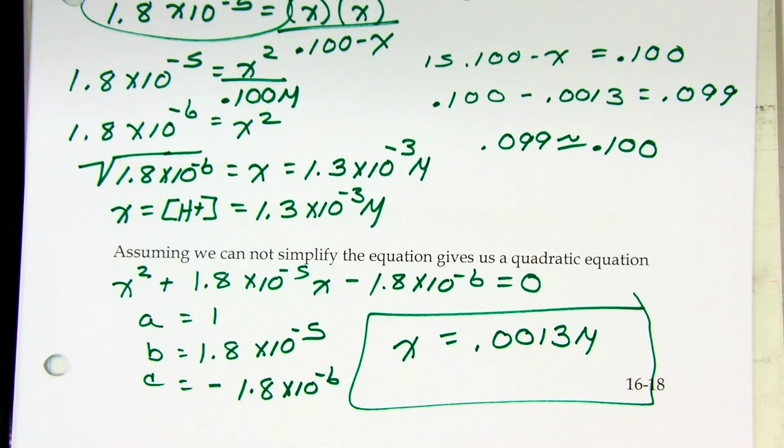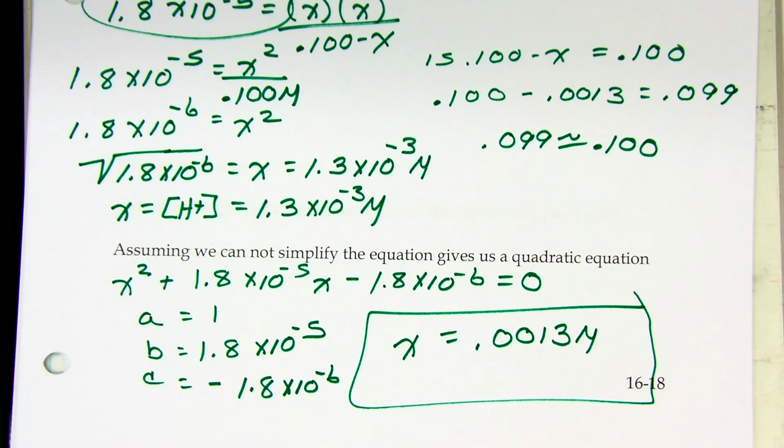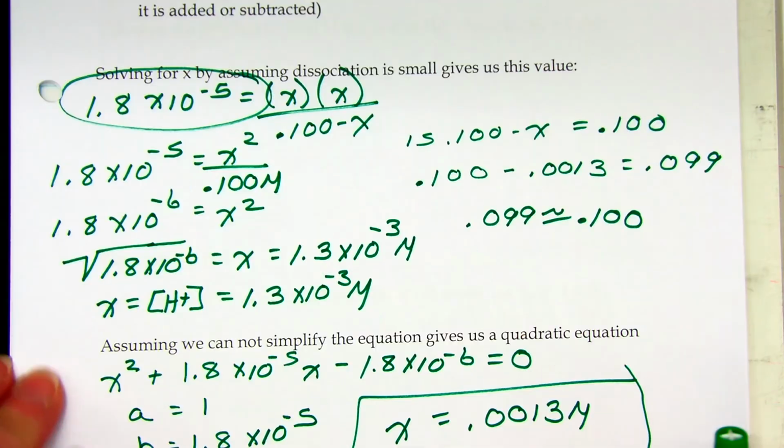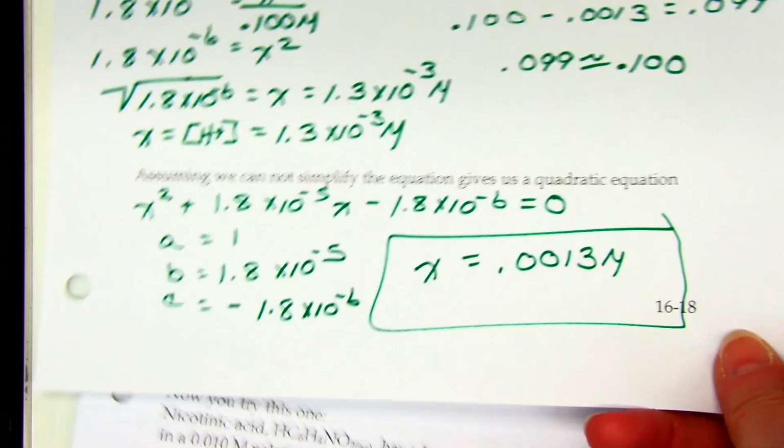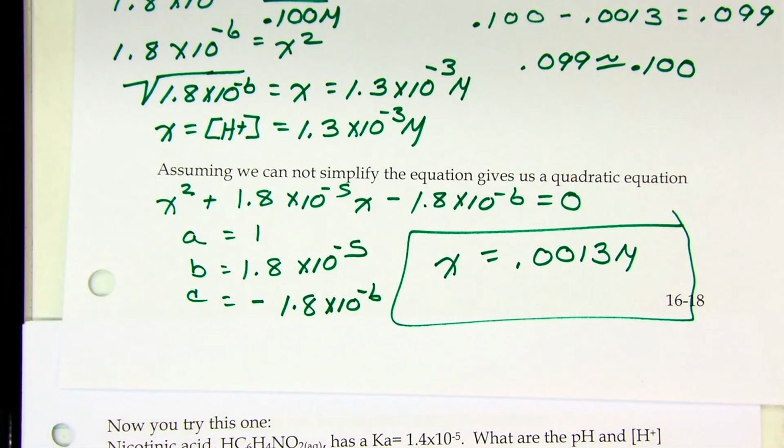So in most cases, when your K value is 1 point something times 10 to the negative fifth or smaller, you can get away with this. And so I usually do. Okay, there's one for you to try on the next page. So go ahead, do this one now, nicotinic acid, and again, it's okay to call it HA. And go ahead, do this on your whiteboards.